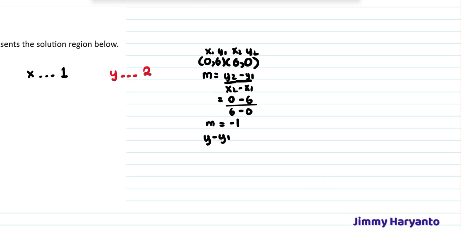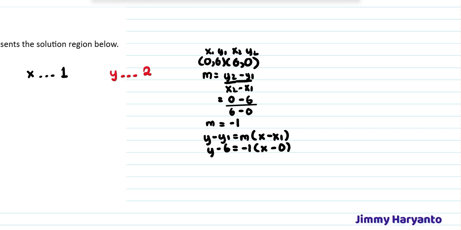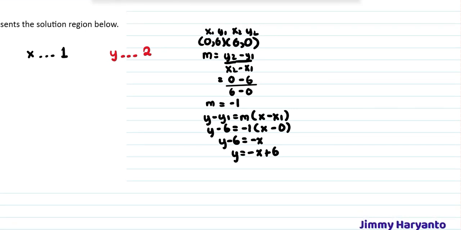The next step is to find the line. y minus y1, where y1 equals 6, the gradient equals negative 1, x minus x1 where x1 equals 0. So y minus 6 equals negative x, so y equals negative x plus 6. There you go. And then we have to determine the sign later: y, blah blah blah, negative x plus 6.